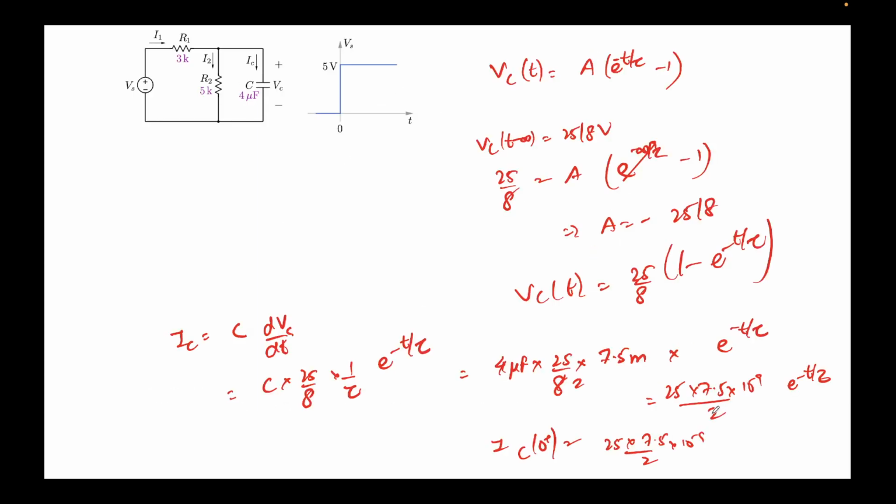Oh, sorry, tau was in denominator. This was 7.5 milli. So I'll write this here. IC at 0 plus would be 25 by 2 into 1 over 7.5. So there's a micro, this is milli, so only milli will remain, milliamps.